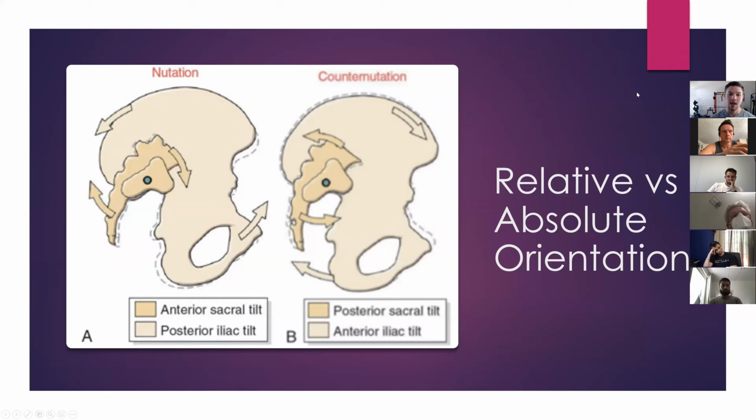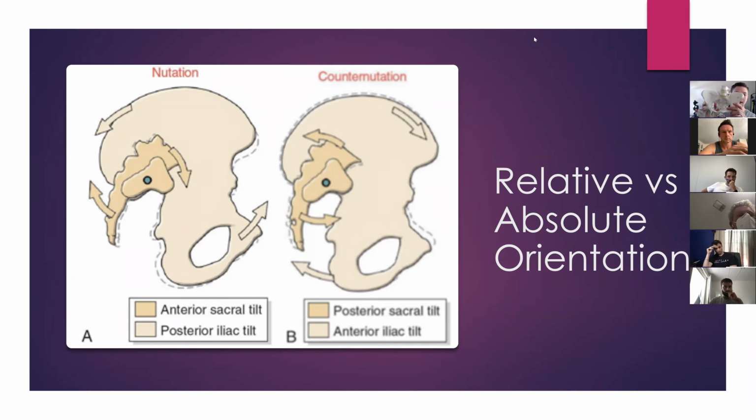So like I mentioned, if we're going to have this nutation occur, you're going to get that anterior rotation. And then relative to that, you're going to get the iliac, that's just, think of it as the innominate bone, rotating posteriorly. Counter nutation is the opposite. That is a relative motion. That means that these things are acting relatively to each other. That means that there's things happening within the pelvis itself.